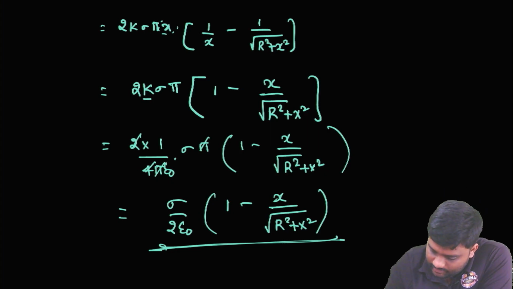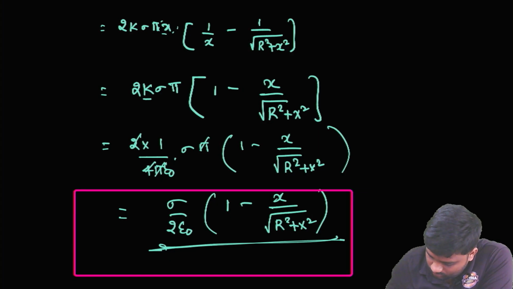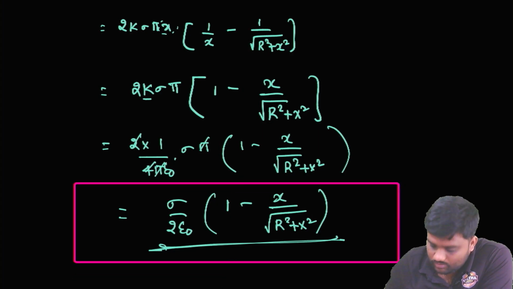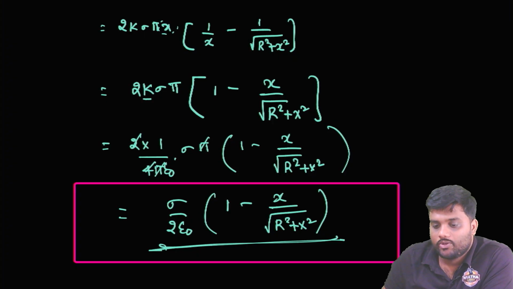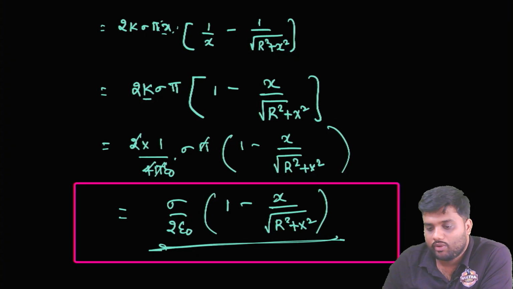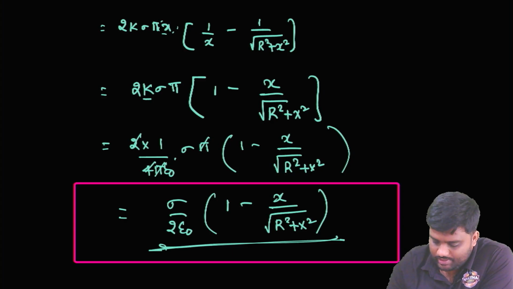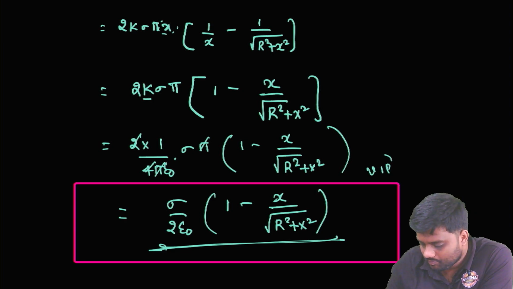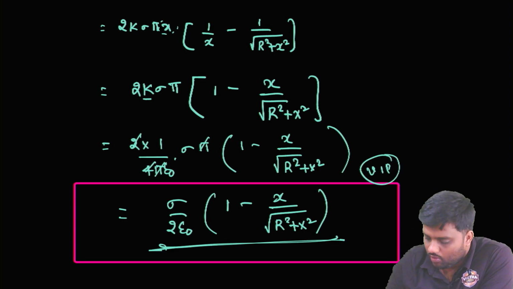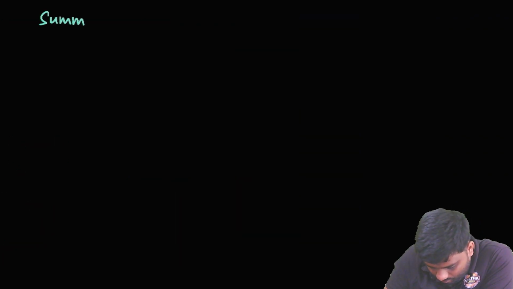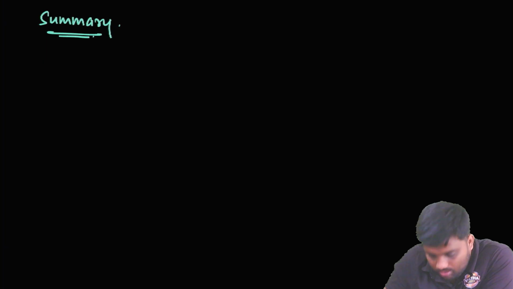Understood? That means this is the total electric field due to the disk you are going to get. Understood? Very simply, if I wanted to say, this is important. So what I am trying to say to you is the summary.